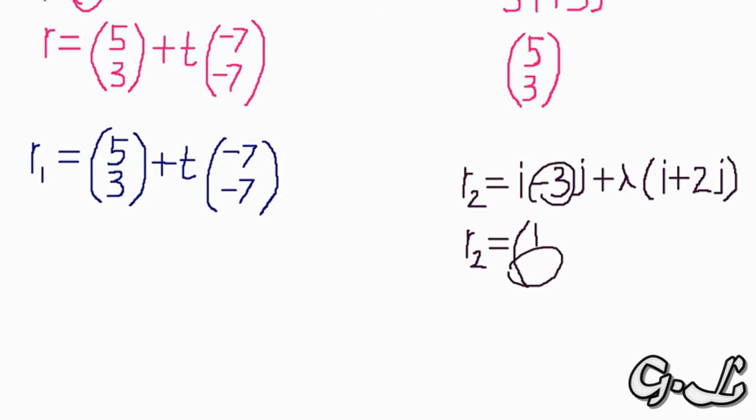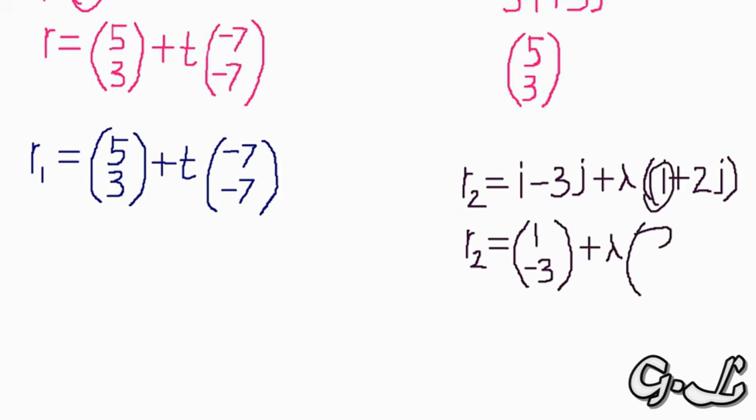Then we're also going to consider the term which is attached to j, which is negative 3. So negative 3 is going to be at the bottom, and then we're going to consider the plus, and then lambda, and then the term attached to i again, which is 1. So 1 is going to be at the top, and the term attached to j is 2. So 2 is going to be at the bottom. It is going to be like that.